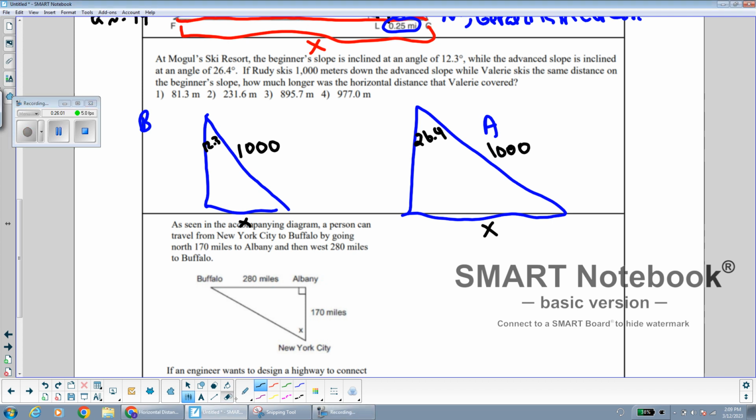Oops, my bad. I put the angles in the wrong spot. Let's fix that. You probably realized that as well. My bad.